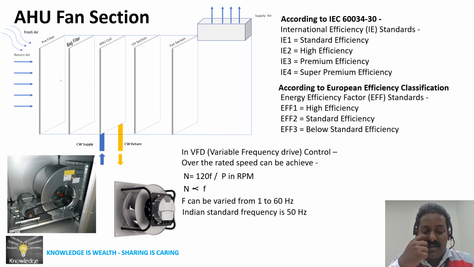That is why we often say that in EC fans, along with a VFD controller, we can go beyond the rated speed to improve our CFM, to improve air circulation, air change or air changes per hour. So an EC fan can deliver more CFM compared to a normal induction motor, with optimum or less energy compared to induction motors.